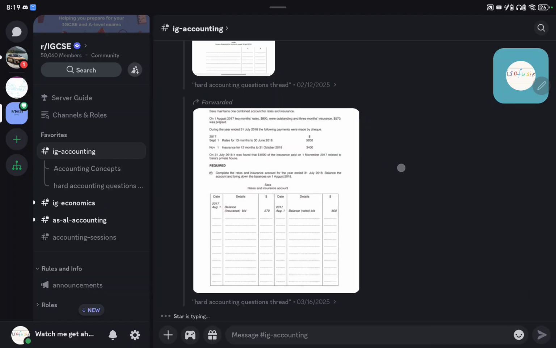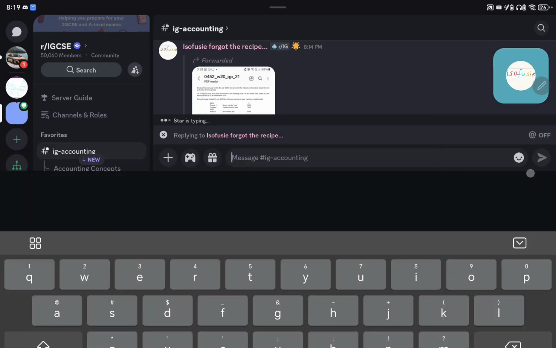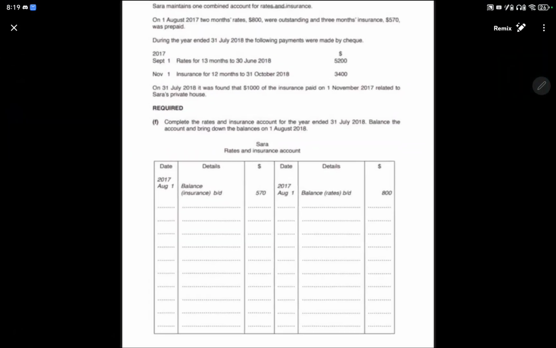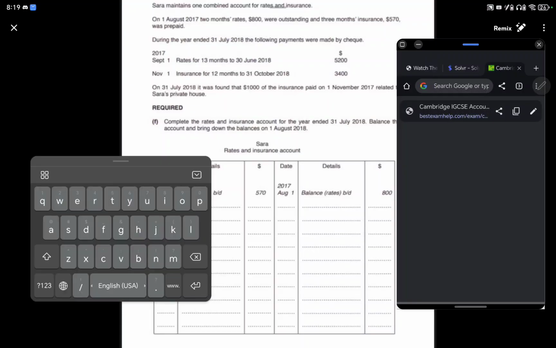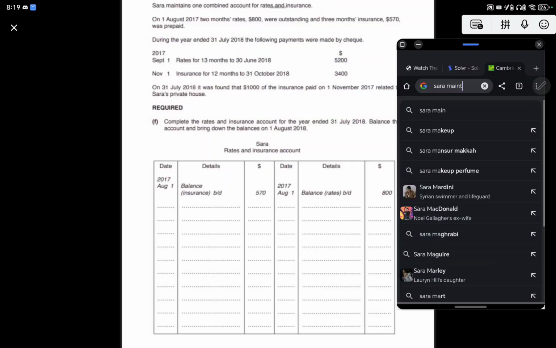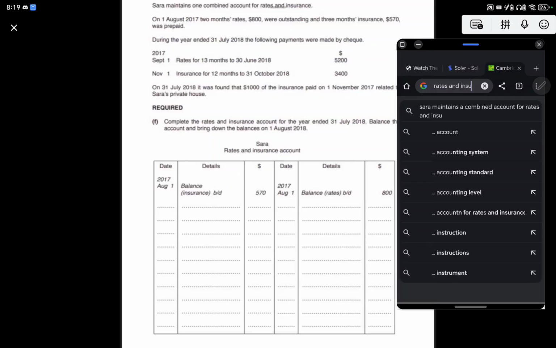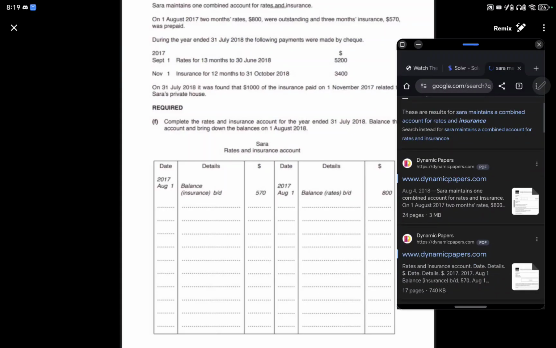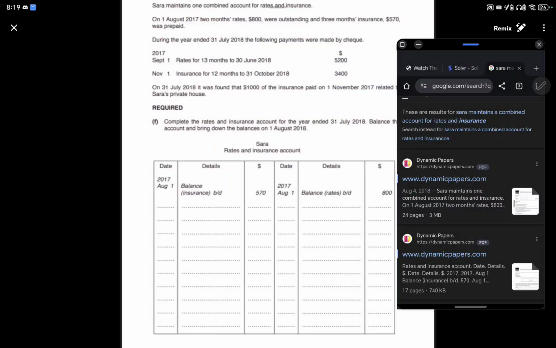So you just have to do this one, and to the people on YouTube, good luck. I'll make it easy for you all. I'll just find the mark scheme for this. Why am I saying income statement? Now to find the mark scheme, just search up the question. Sarah maintains a combined account for rates and insurance, and now you're going to get this. 1 August 2017. It's already existing. This is probably like 8 marks or something.